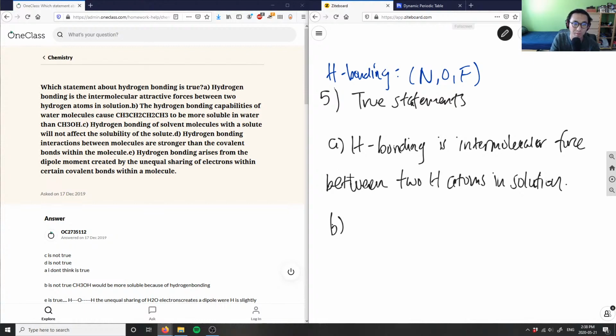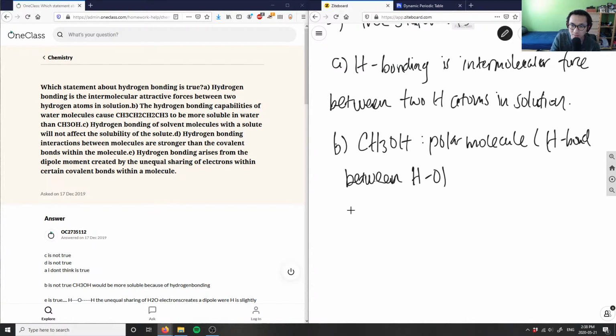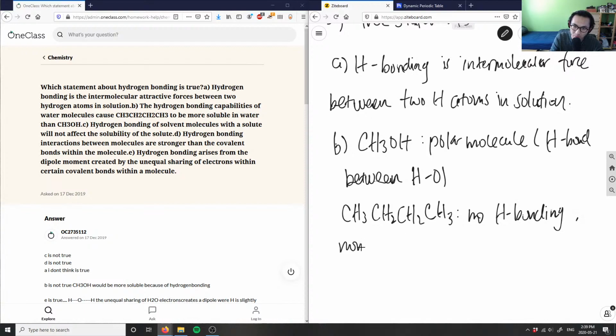And I'm not going to write that down, because CH3OH here is a polar molecule and it also contains hydrogen bonding. I can say there is an H bond between the H and the O here. Whereas if I had CH3CH2CH2CH3, this has no hydrogen bonding. No H bonding. And this guy is also nonpolar.